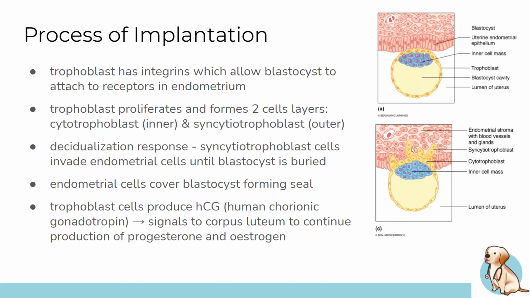The trophoblast cells also produce HCG, human chorionic gonadotropin. That's a really important hormone because it signals to the corpus luteum to continue producing progesterone and estrogen, and both those hormones are really important for pregnancy.